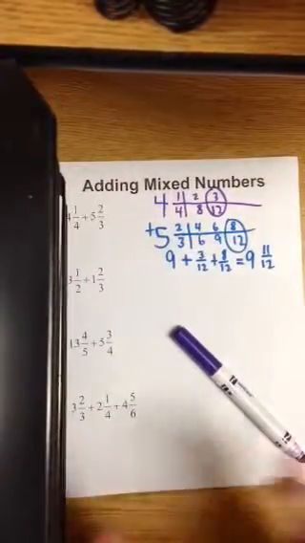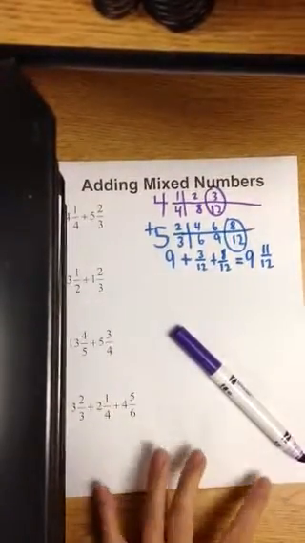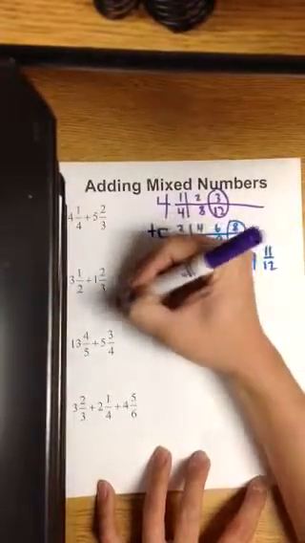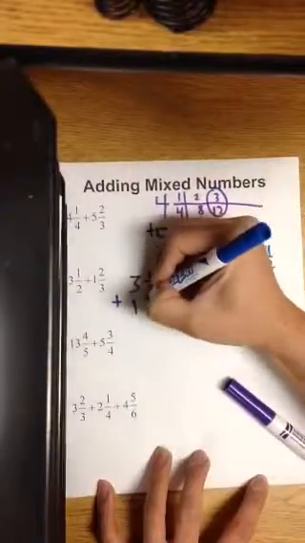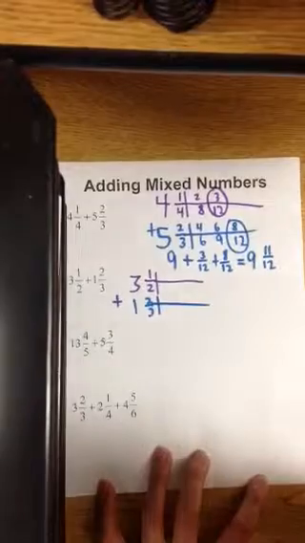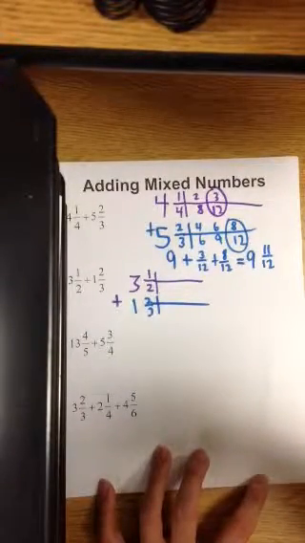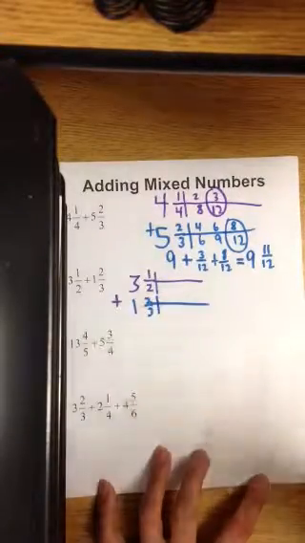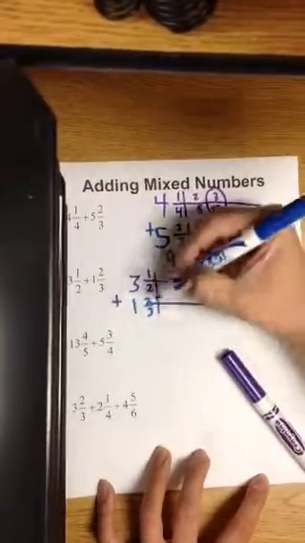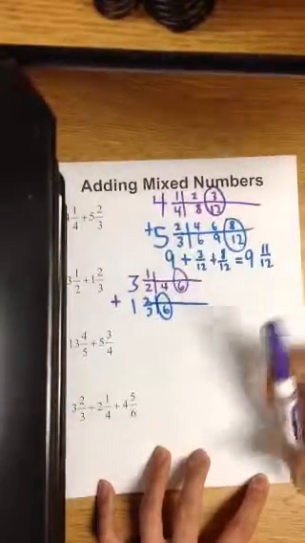So the only difference between the previous lesson and this one is you now have whole numbers to contend with, to add with. So next example. 3 1/2 plus 1 2/3. What do 2 and 3 share in common? They share 6 in common. So the common denominator is 6. Circle that so we know that's what they share in common.